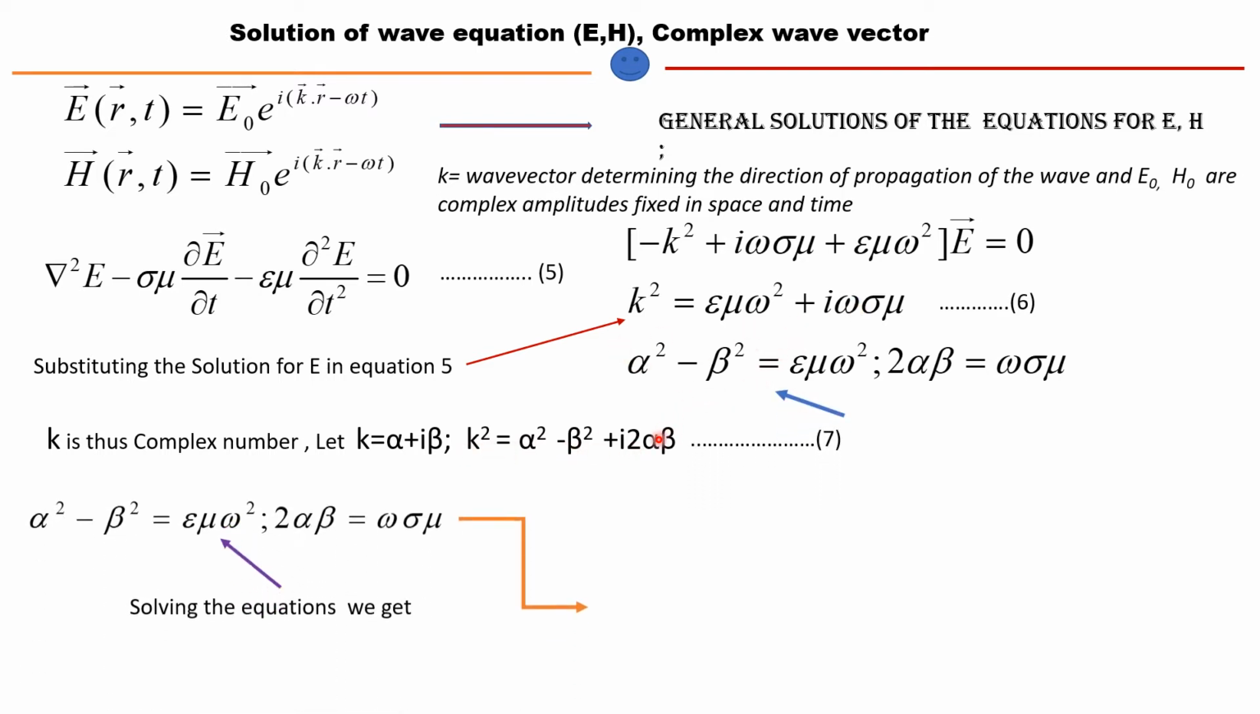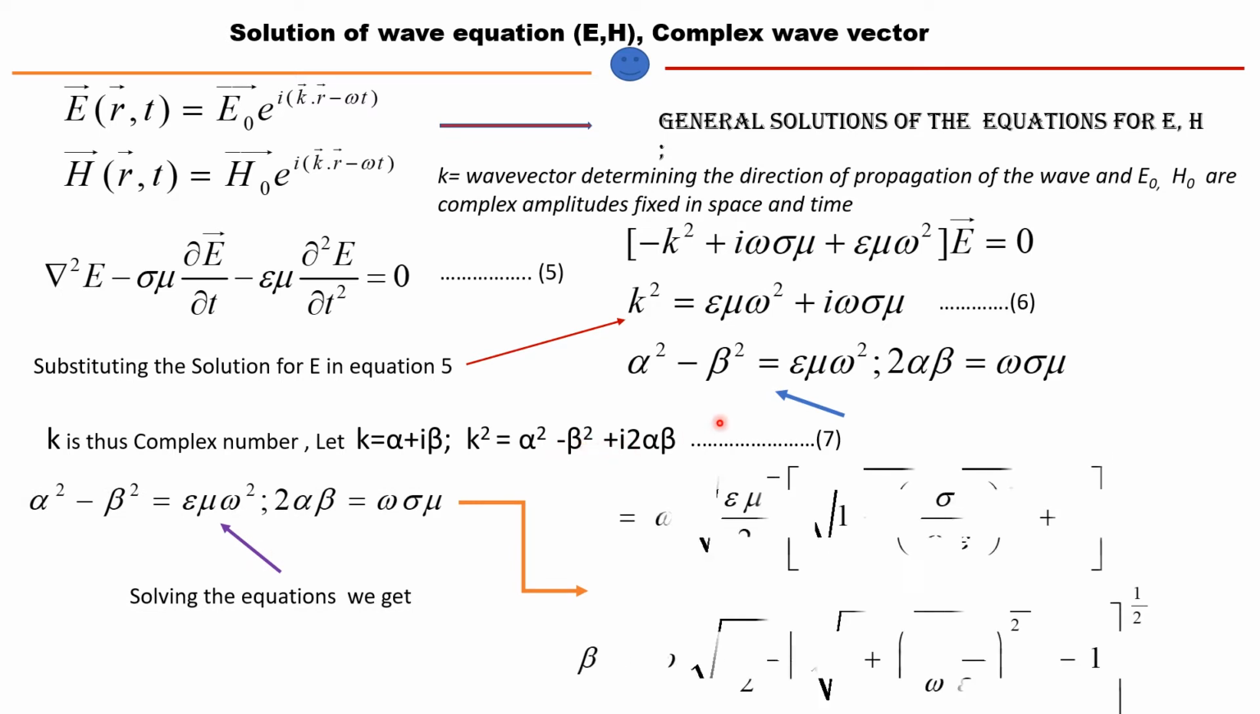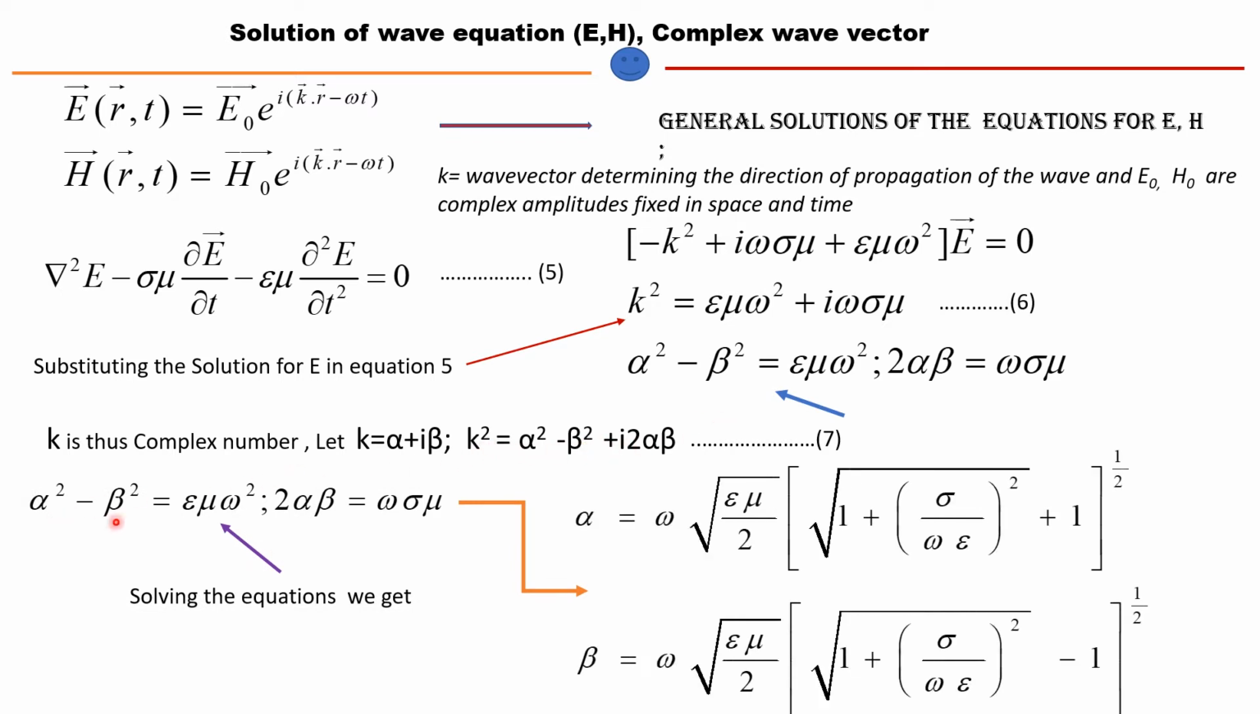So you can equate this k square term: alpha square minus beta square is equal to mu sigma omega square, and 2 alpha beta is equal to omega sigma mu. So you can see that there are these two equations. From these two equations we can convert to this alpha and beta.